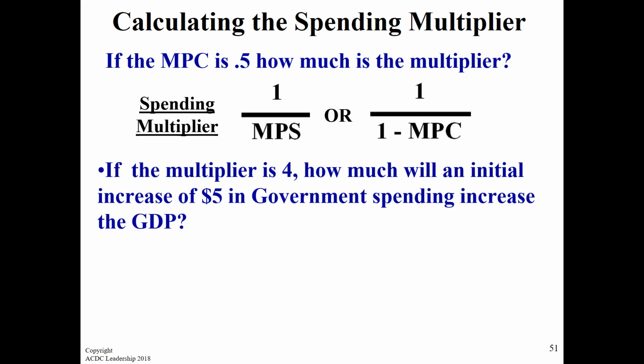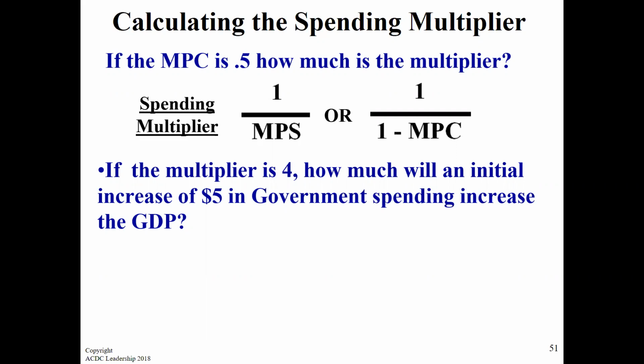KB, if the multiplier is 4 and government spends 5, how much could GDP increase? The multiplier is 4. Don't think that hard. If the multiplier is 4 and we're spending 5, how much could GDP increase? How could you look at these two numbers and come up with 1?